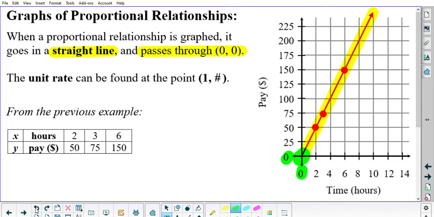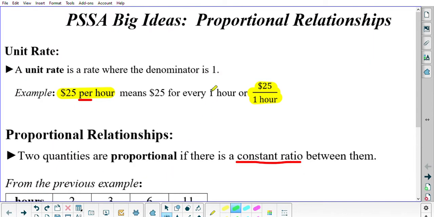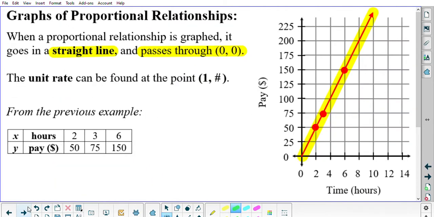Now, there's something else that's also very important about unit rates and proportional relationships. Remember back how we talked about how unit rates always have a denominator of 1? Well, let's apply that now to graphs.